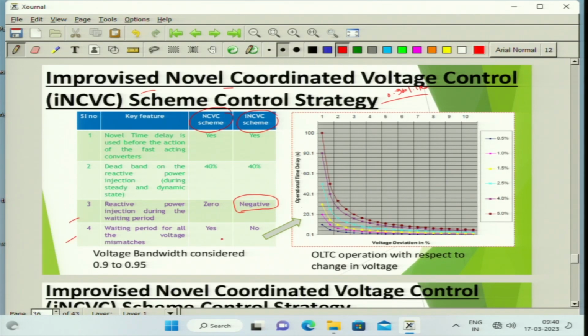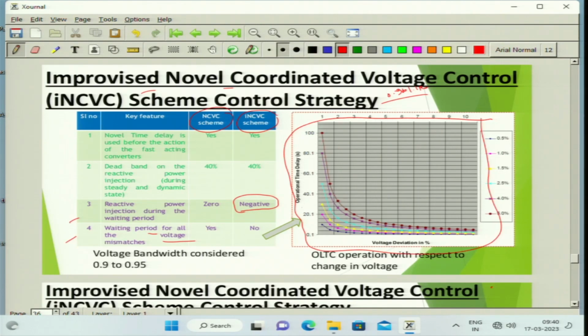And the second thing we have done concerns the waiting period for all the voltage buses. Instead of keeping all the bus voltages waiting, instead of avoiding this waiting period, what we have done is, see, we have taken this OLTC operating time.